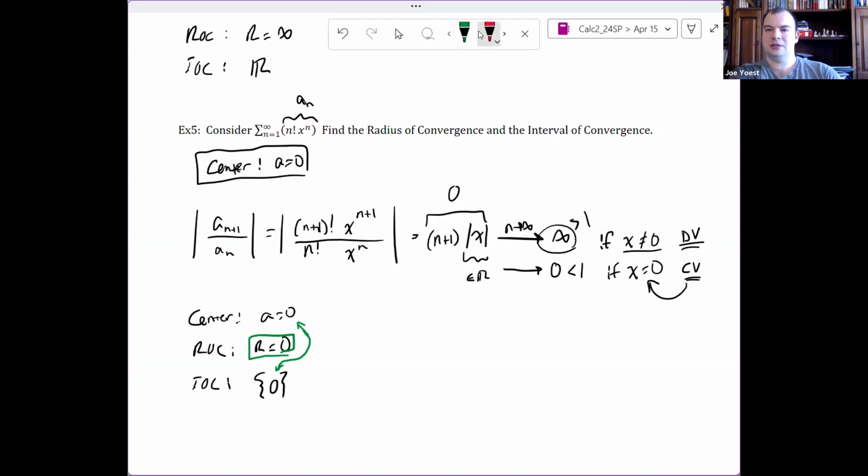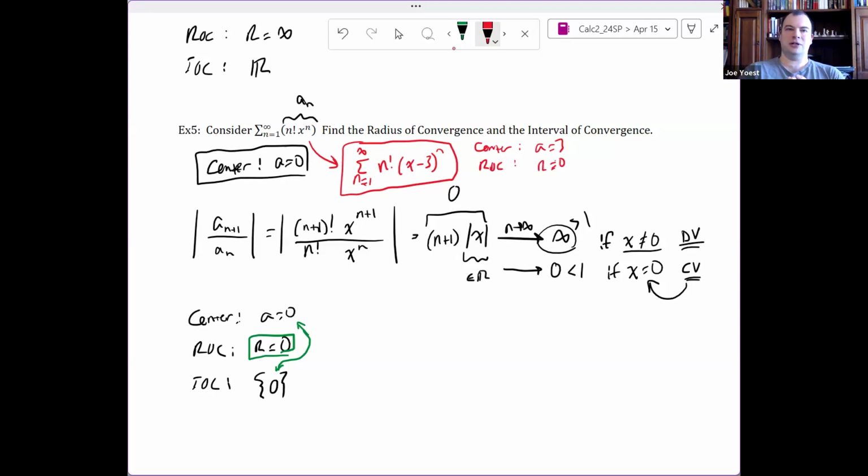Just to give an example, if we looked at the sum n equals 1 to infinity of n factorial times (x minus 3) to the n instead, this would have center a equals 3. This would still have radius of convergence r equals 0. That's how far I go to the left and right of 3 to get my interval of convergence. I go 0 units to the left or right, and my interval of convergence would be the singleton {3}.